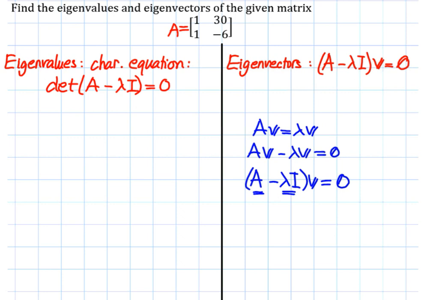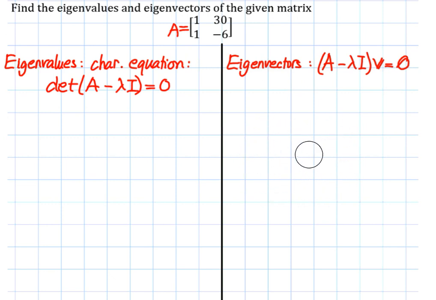And this vector equation, this matrix equation, must have infinitely many solutions, or we should say non-trivial solution. So the determinant of this matrix has to be equal to 0 for it to have infinitely many solutions, or non-trivial solution. Alright, anyway, now we do the math.